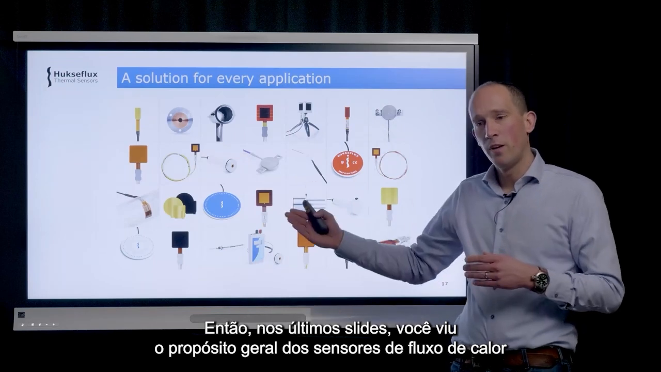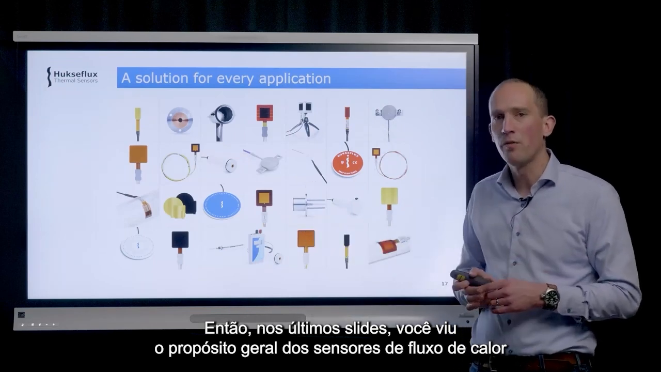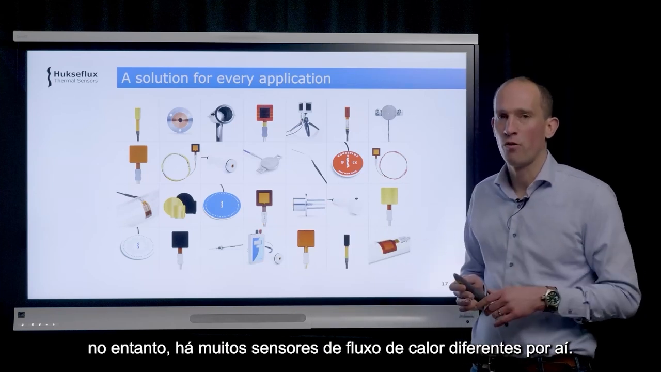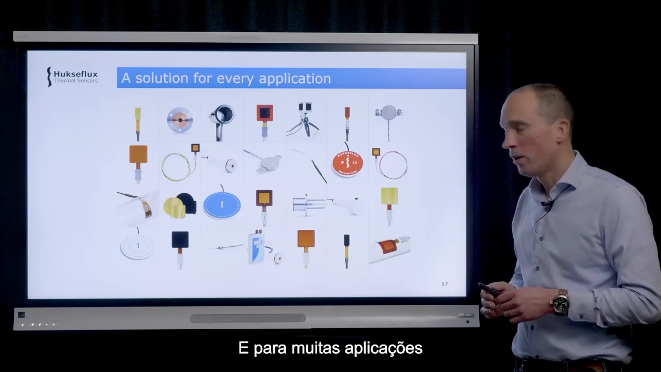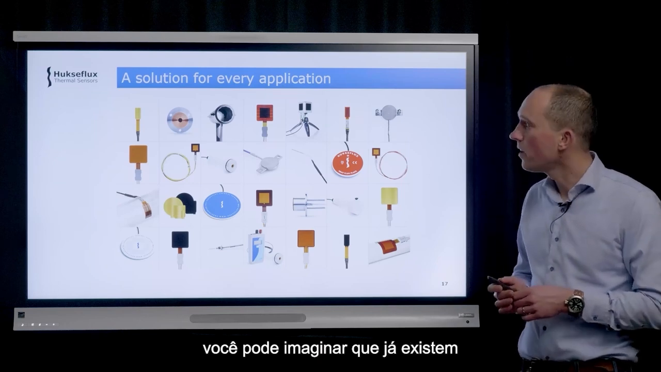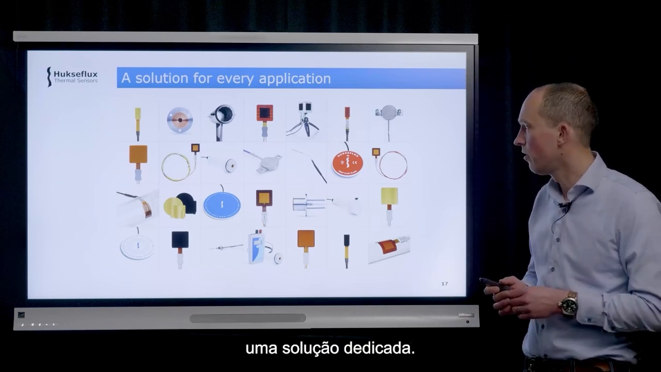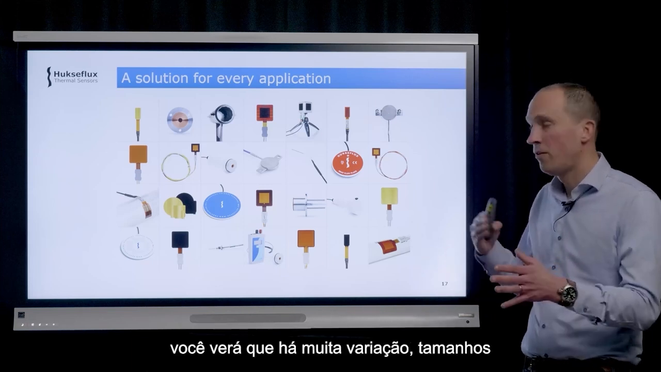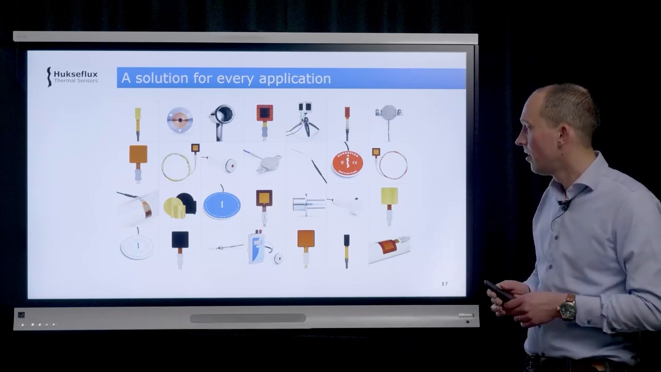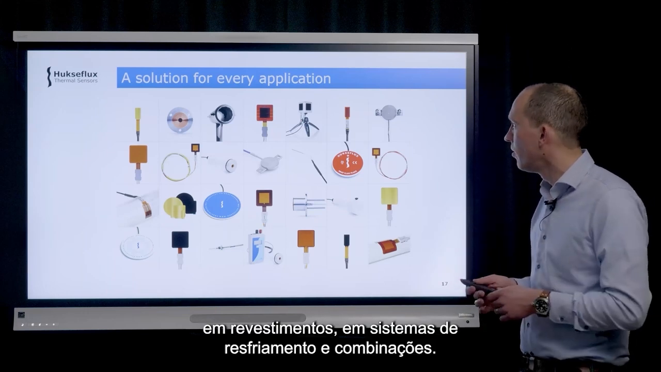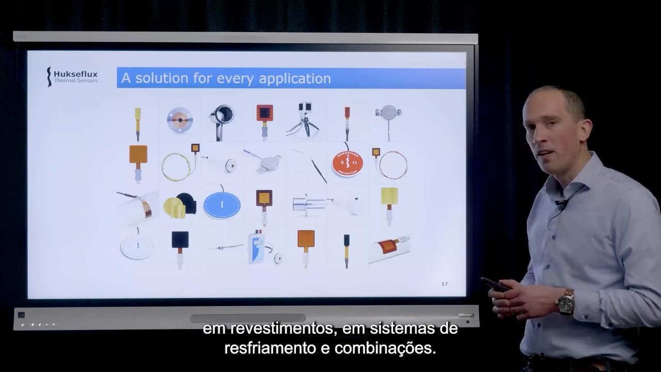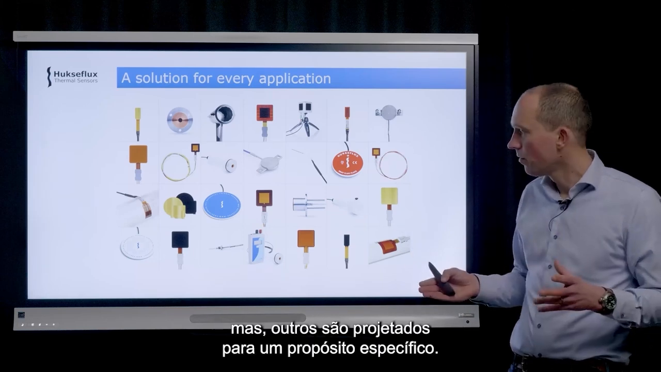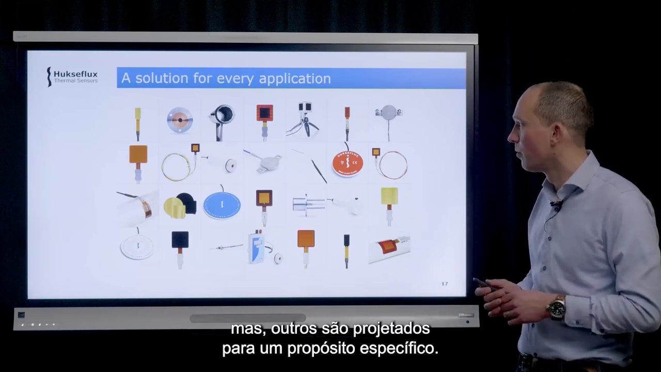In the last few slides you saw just this general purpose heat flux sensor, but actually there are many different heat flux sensors around. And for a lot of applications you can imagine there already exists a dedicated solution. If you look at this overview of heat flux sensors, you see there's a lot of variation in sizes, in coatings, in water cooling, in combinations. These are all, in the end, heat flux sensors.